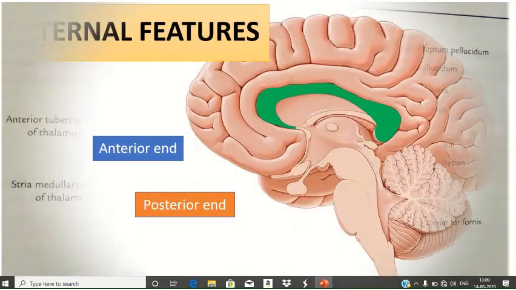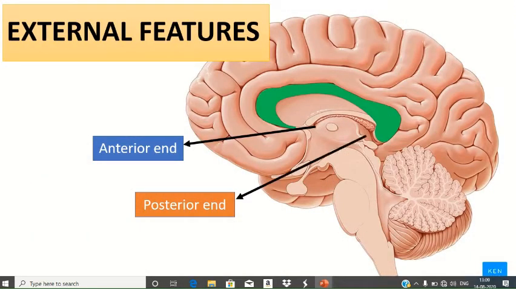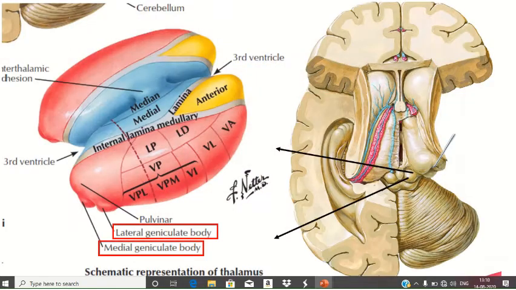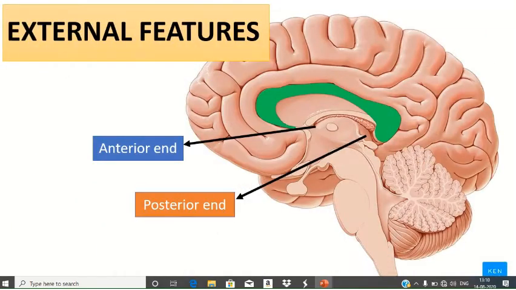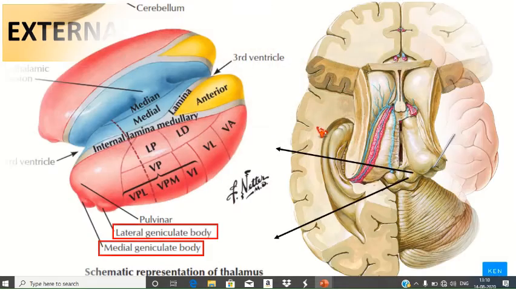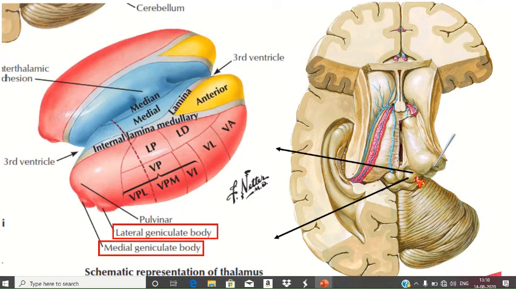So coming to the anterior end, here you can see the anterior end, and this is the posterior end. Now we are going to see one by one what the anterior end is and what structures are present at the anterior end. The anterior end is narrow, directed forwards and medially, and forms the posterior boundary of the interventricular foramina. Here you can see the anterior end, which is present behind the interventricular foramina.